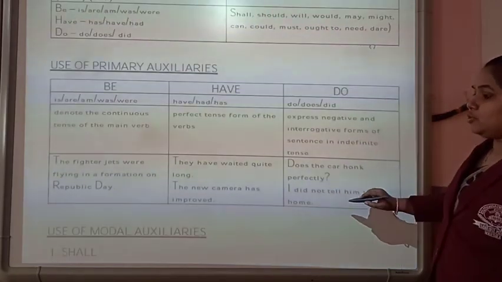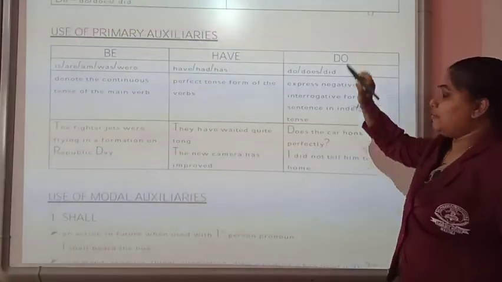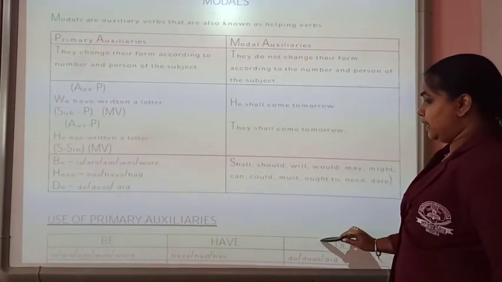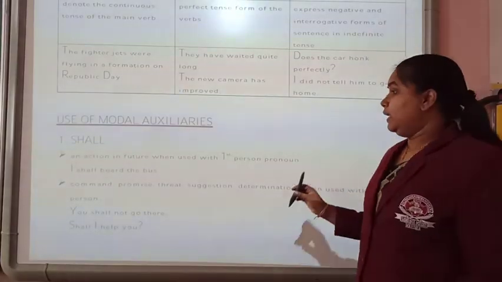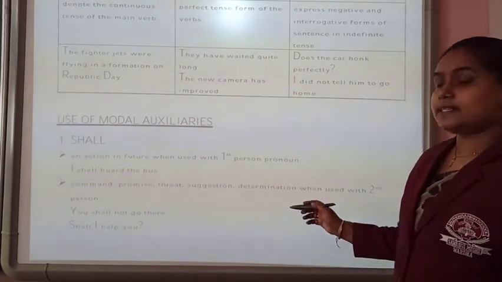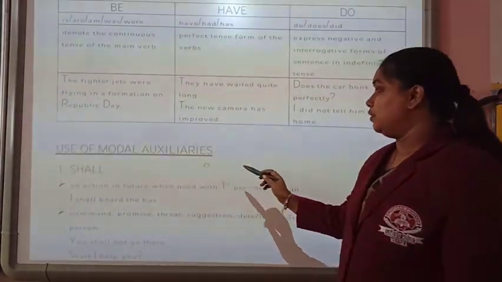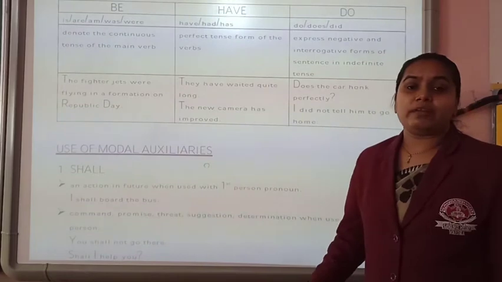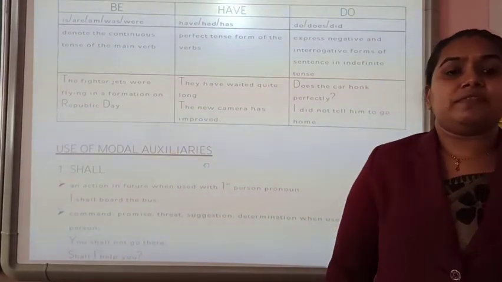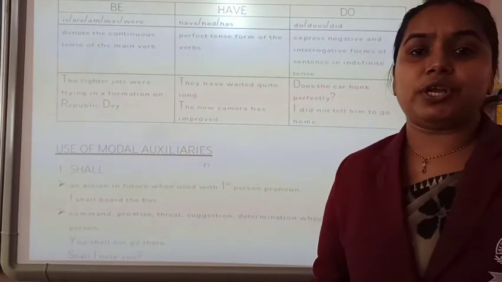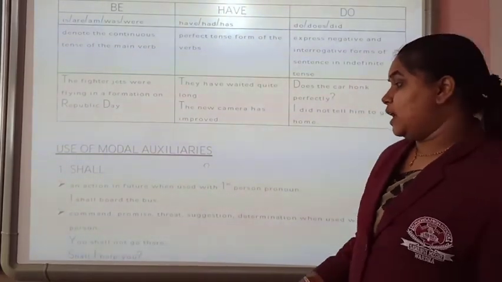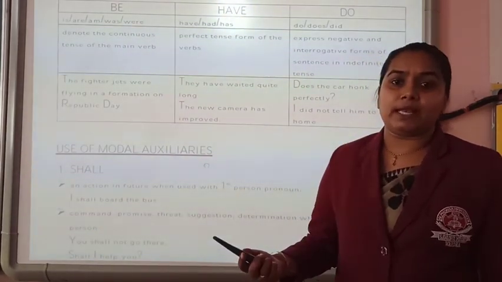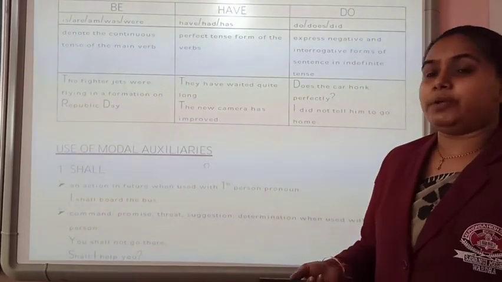Now let us come to the use of modal auxiliary verbs, that is our main topic for today. Okay, let us read that. Now let us discuss the first modal auxiliary, that is shall. An action in future when used with first person pronoun. So when are we using shall? We are using it with the first person when it is expressing the future action of the first person. I shall board the bus. So this is my future event or future planning action that I have planned, which I will be doing.